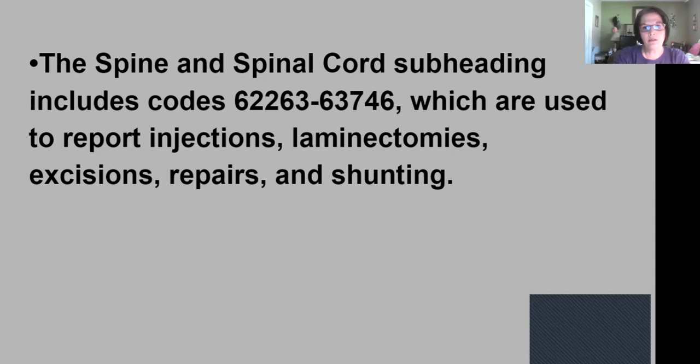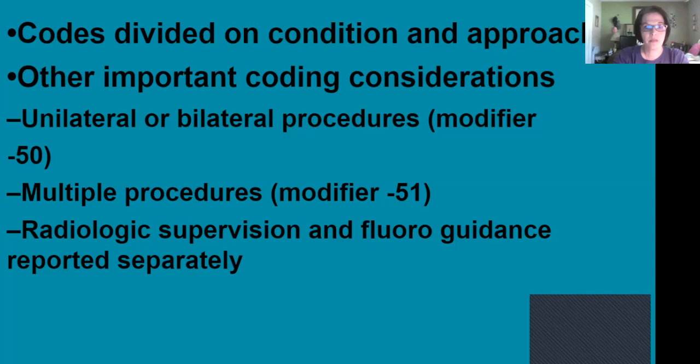The spine and spinal cord subheading includes codes 62263 through 63746, which are used to report injections, laminectomies, excisions, repairs, and shunting. Codes divided on condition and approach. Other important coding considerations: unilateral or bilateral procedures are going to use modifier 50. Multiple procedures, modifier 51. Radiologic supervision and fluoroscopic guidance reported separately.